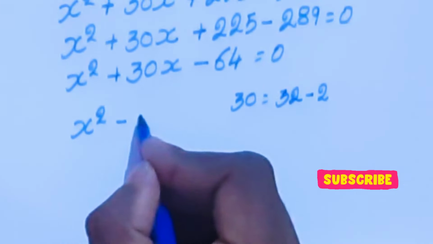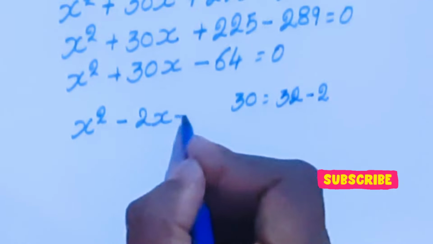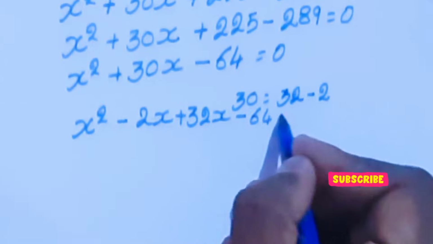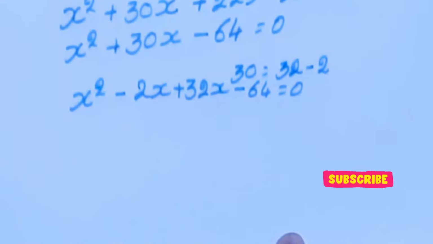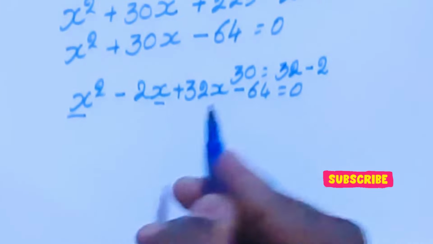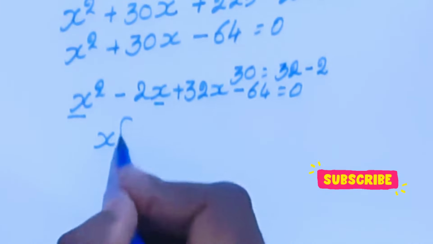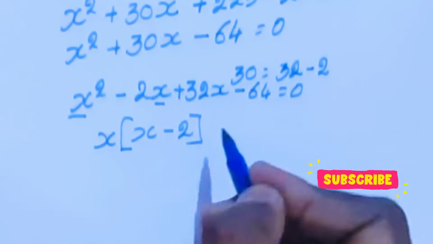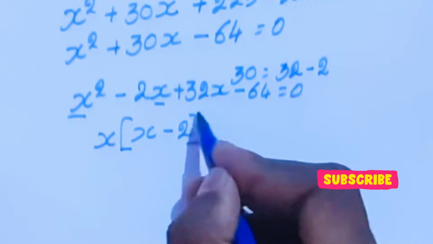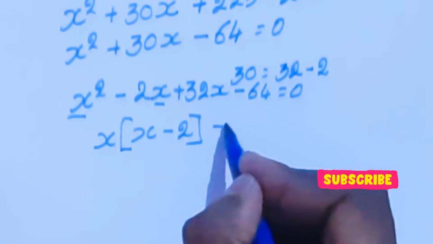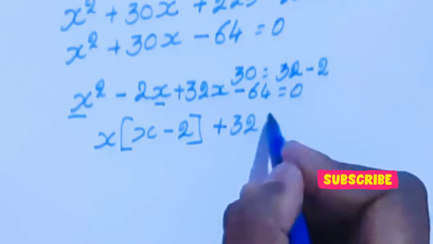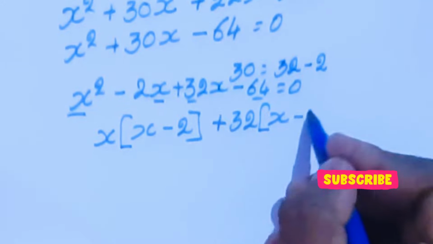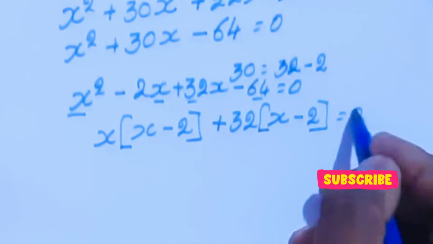x² − 2x + 32x − 64 = 0. Now here we are going to take x common. So x(x − 2), we have remaining x minus 2. Here we are going to take 32 common. So plus 32(x − 2) = 0.